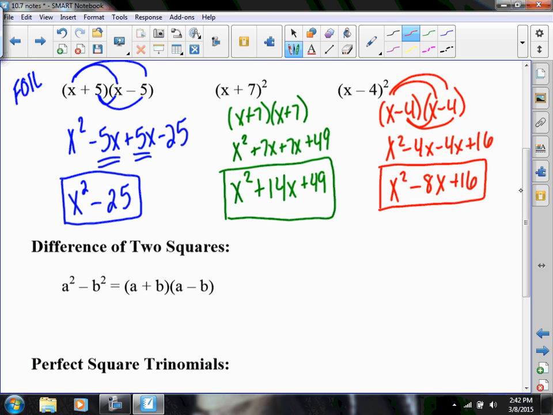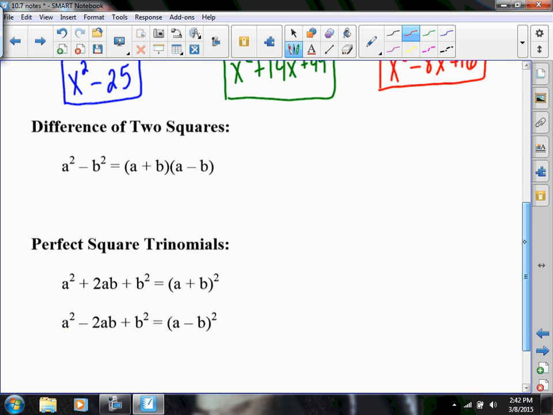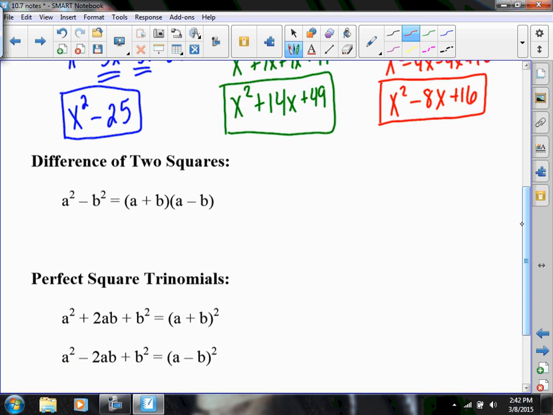And again, these patterns work forwards and backwards. So if I see that I have a trinomial that ends in a perfect square, and the middle term is double the square root of that perfect square, then I'm going to be dealing with a perfect square trinomial. So if I can recognize that, I can just go right to this factored form.